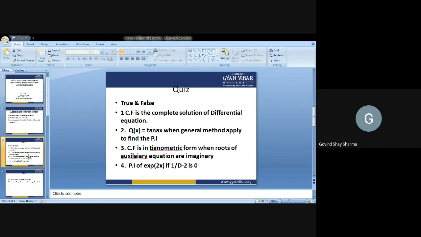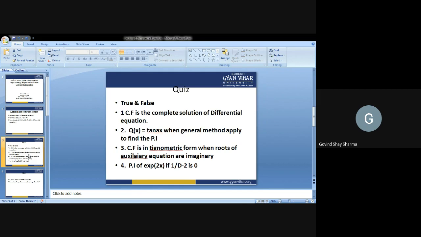Okay. Qx is equal to tan ax. When does the general method apply to find the PI? It is asking that if Qx is equal to tan ax, which method is applied? General method or special case? This is the use of the general method. Already in this lecture I discussed about sec x, or I told you there is a similar question, tan ax, also.